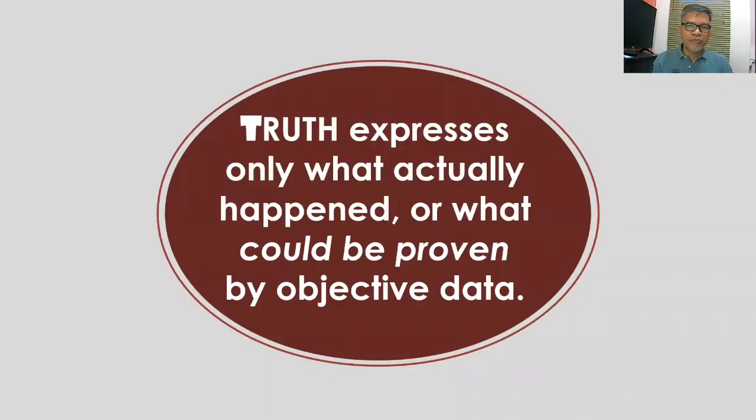So, what is truth? Truth expresses only what actually happened or what could be proven by objective data, or those events that we experienced, that we felt, that we saw, or in short, that perceived by our senses. That's why they can be proven, or they can be tested, or they can be verified, because there are objective data or concrete evidences that can support our claim that this particular statement is true.